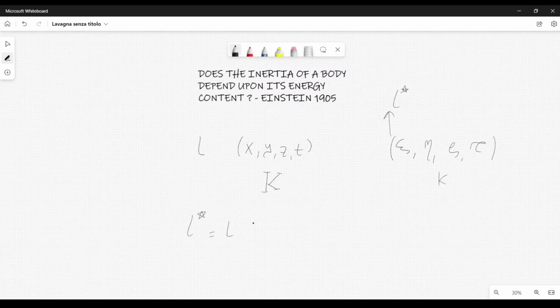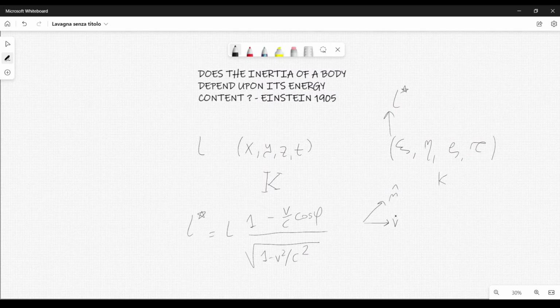The formula for L star with respect to L is this one. L star is equal to L times 1 minus V over C cosine phi divided by the square root of 1 minus V squared over C squared. This angle phi here is the angle between the light ray, or the direction of propagation of the wave, so it is the direction of n, the normal to the surface of the wave, with respect to the velocity v of the moving frame. So this angle here is phi. Then c is the speed of light, as we know, and v is the velocity of the moving frame, as I said.